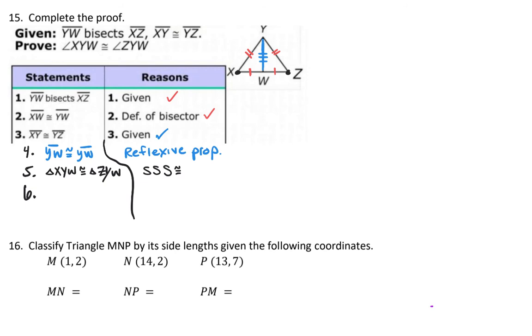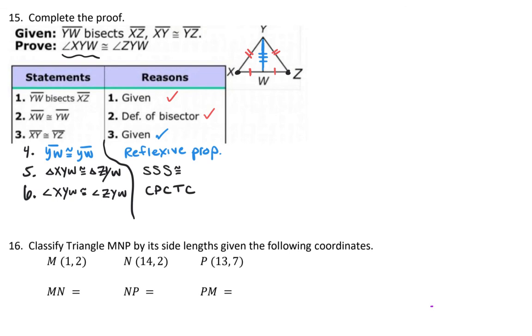All right, so I proved that those two triangles are congruent, just like we talked about 2 trucks being congruent or 2 phones being congruent. That means all their parts are congruent. So when we want to know if XYW is congruent to ZYW, well, we know that they're the same triangles, so all their parts are the same. And the reason for that, we call it CPCTC. Corresponding parts of congruent triangles are congruent.